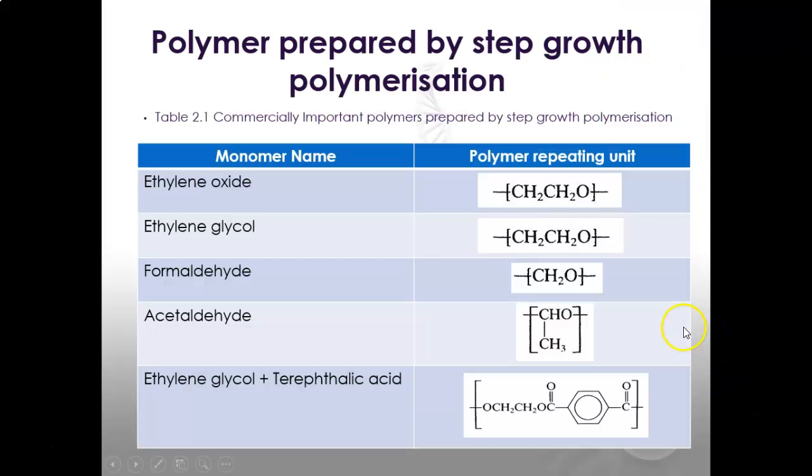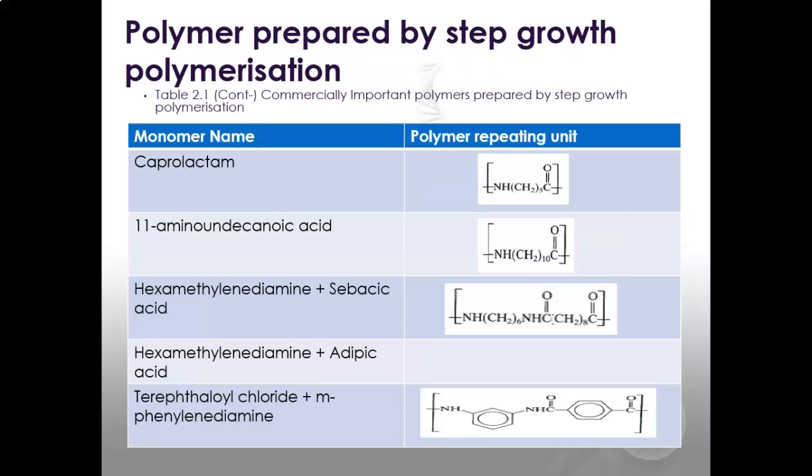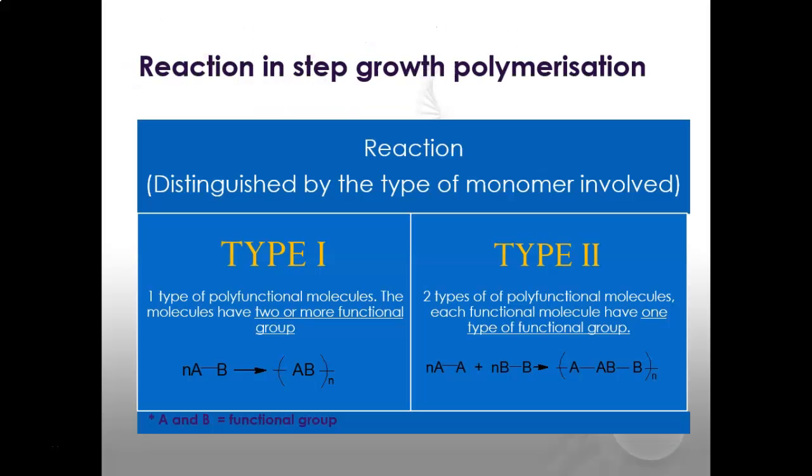The polymers prepared by step growth polymerization, we have the ethylene oxide structure here, ethylene glycol, formaldehyde, acetaldehyde, ethylene glycol and terephthalic acid, caprolactam, 11-aminoundecanoic acid, and so on.